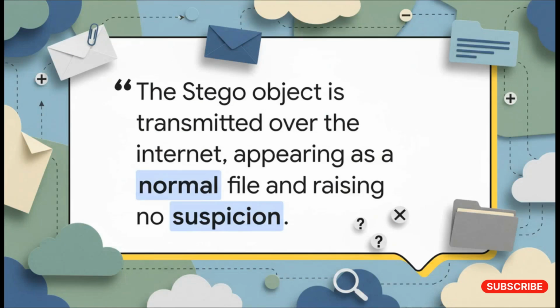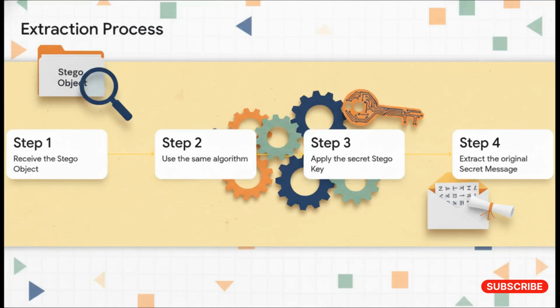And now for the really cool part, sending it. This is where steganography just shines. You can send the Stego object just like any other file. Attach it to an email, upload it to a social media site, whatever. Because it looks like a perfectly normal photo or song, it just flies completely under the radar. No suspicion at all.